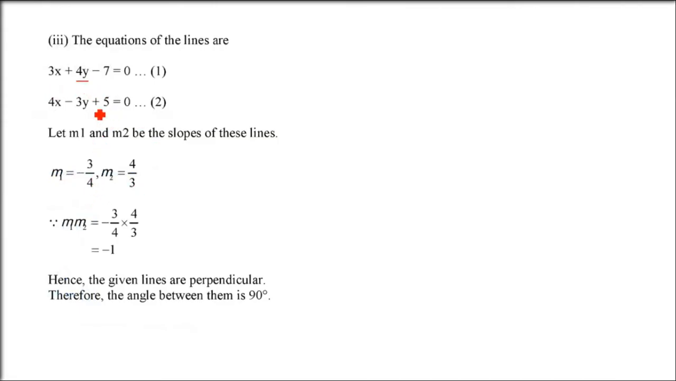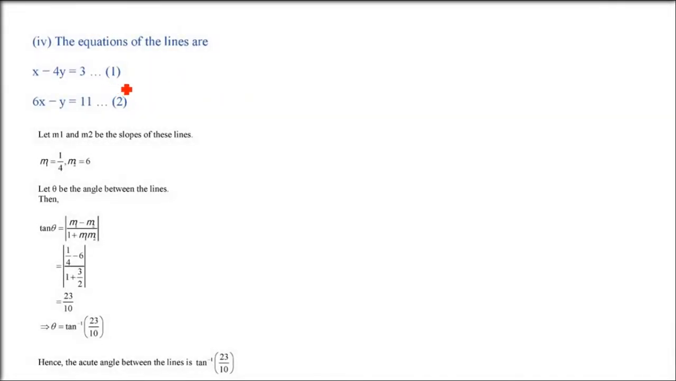Same thing here, find m1 and m2: minus 3 by 4 and 4 by 3. But here if you see, m1 m2 is minus 1. We know the scenario: if m1 equals m2, lines are parallel; if m1 m2 equals minus 1, the lines are perpendicular to each other. If you multiply minus 3 by 4 and 4 by 3, you get minus 1, so these lines are perpendicular. No tan theta needs to be found because it's already 90 degrees.